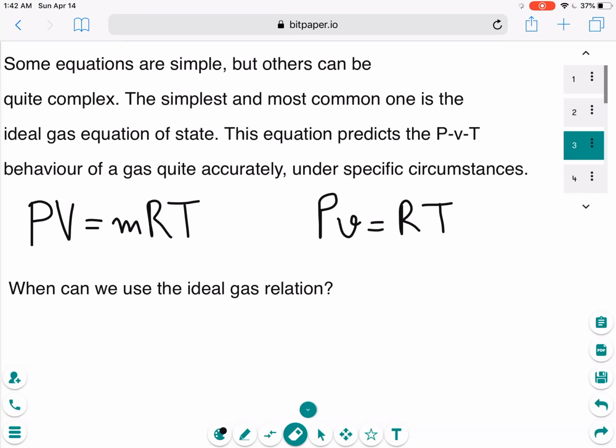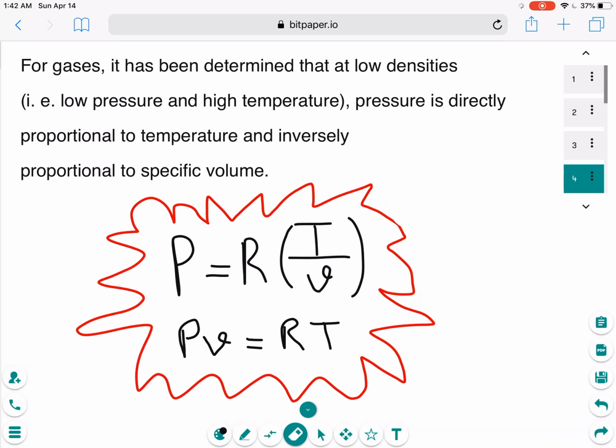So when can we use the ideal gas relation? Can we always use it? The answer is no, we can't always use it. Certain conditions have to be met. Those conditions are that we need to have low density, meaning low pressure and high temperature, and then we can use the ideal gas relation. What does it mean to have low pressure and high temperature? It means low pressure with respect to the critical pressure of the substance, or high temperature, again, with respect to the critical temperature of the substance.